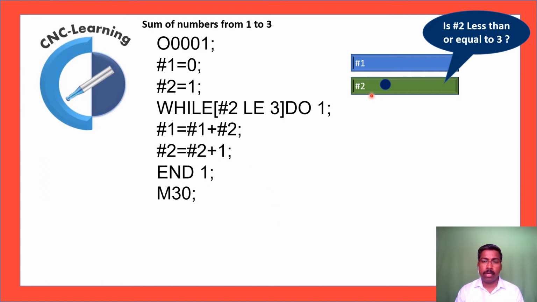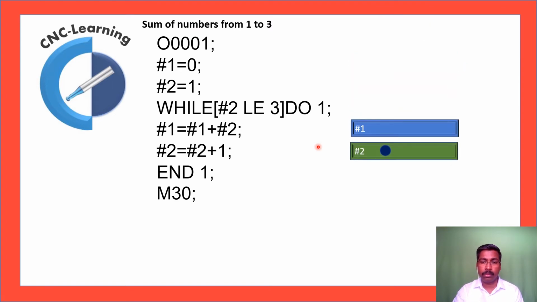Now the value of hash 2 is just 1. So this statement will evaluate the condition: is hash 2 less than or equal to 3? Yes, now it is only 1, which is very much less than 3. Now the tray is moved forward. Hash 1 equal to hash 1 plus hash 2. We know hash 2 has a value of 1. Hash 1 was initially nothing, so just the value of hash 2 is added here. And the value of hash 2 was 1.